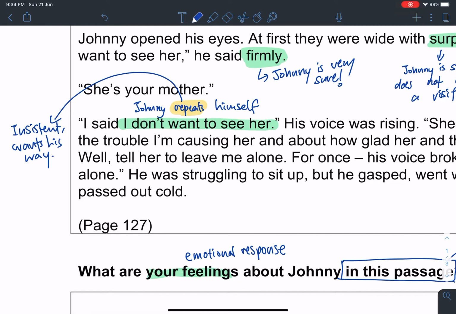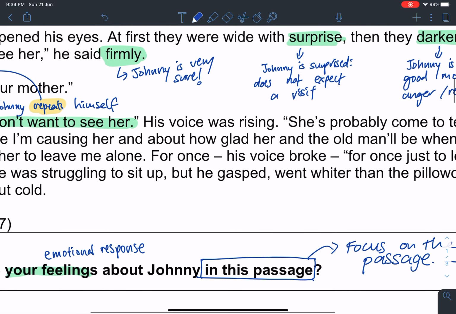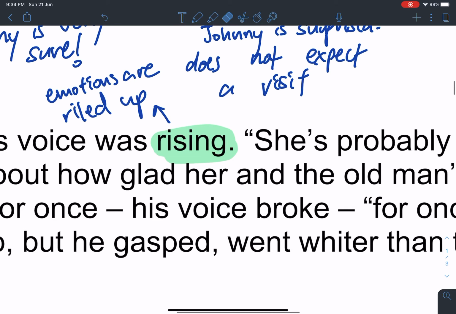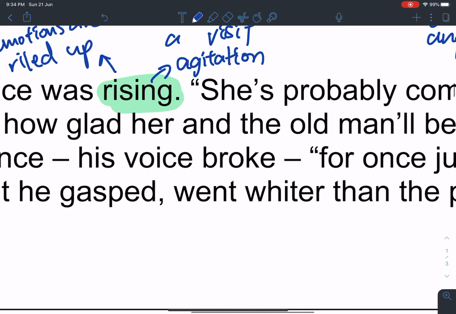Now, this is very interesting. He doesn't want to see her. So repetition is something I can pick out. And now we see his tone. His voice is rising. Now, what does rising suggest? His emotions are riled up. Riled up means to say he's getting agitated, right? Sorry, that is not a good way to express it. So something is making Johnny very agitated.